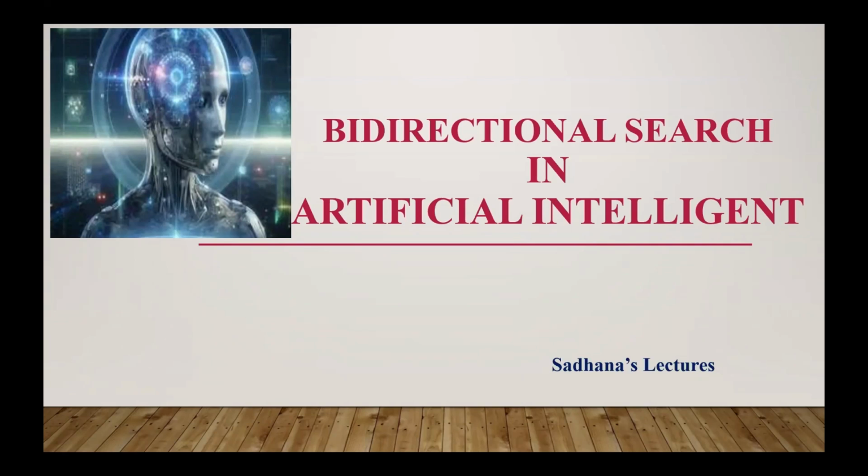In this video, we are going to learn what is a bidirectional search. Bidirectional search is an efficient search technique used in the field of artificial intelligence by the problem solving agent or goal based agent to extract the shortest path between the initial state to the goal state. Let's start.